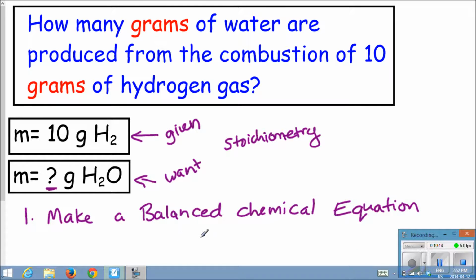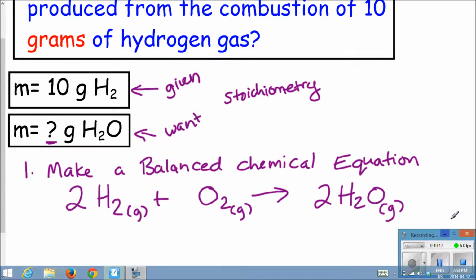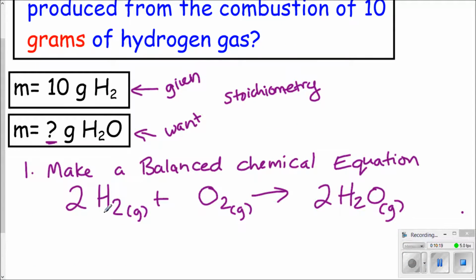We have hydrogen reacting with oxygen making water. So here's our balanced chemical equation. We then write our givens underneath that balanced chemical equation in the appropriate spot. So for hydrogen, I'm going to write it underneath here, 10 grams. And my mass of water is what I want to find. Now I know that this ratio is 2:2, but it only works for moles. It does not work for mass.